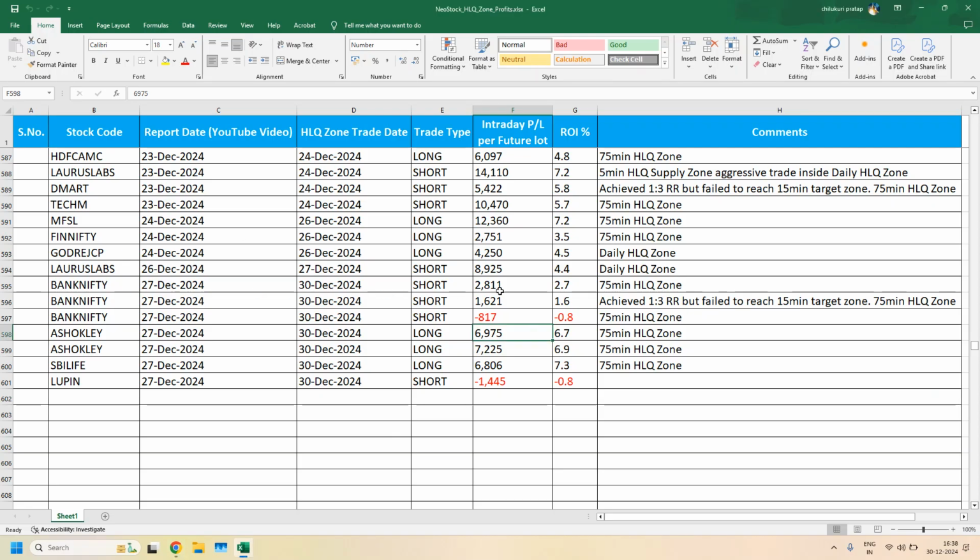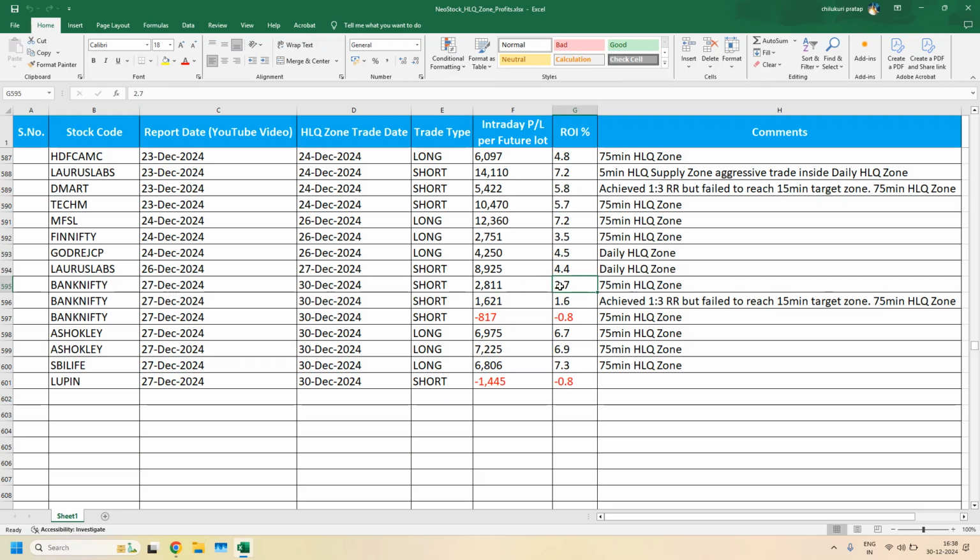Okay, Bank Nifty first trade has given 2,811. This is the trade that reached the 15 minutes target. This is the morning 9:19 trade, 1 minute at 9:19. This one reached the 15 minutes target, but ROI is very less, 2.7.